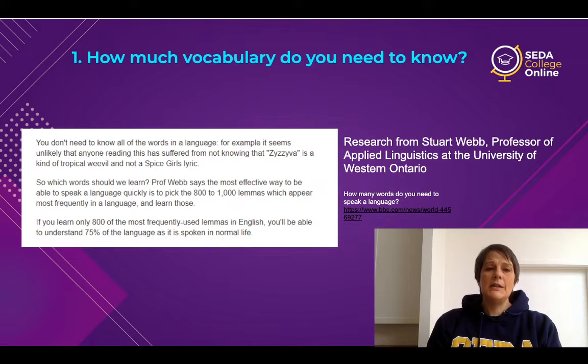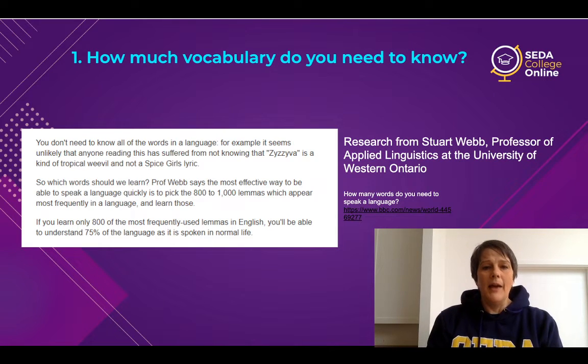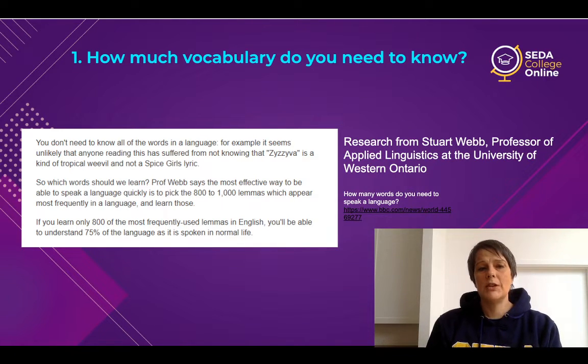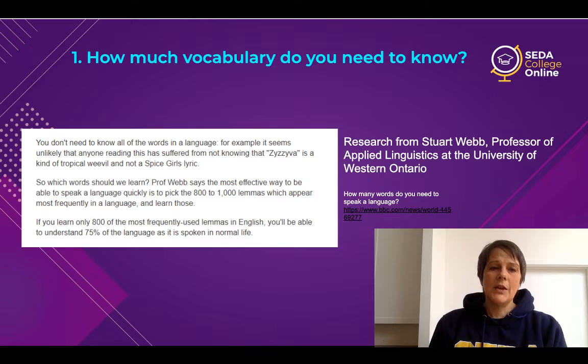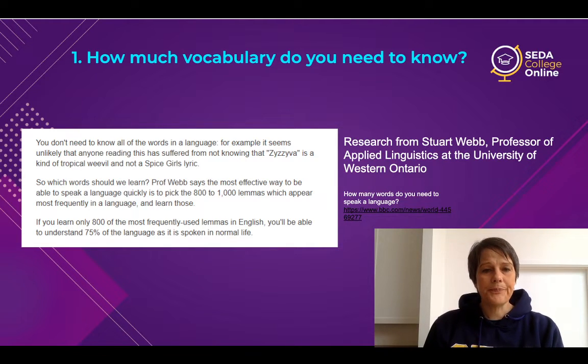You don't need to learn all the words in a language. For example, Zaiziva is a tropical weevil. If you don't live in the tropics, you don't actually need to learn the name of a tropical weevil. So it depends on your context as to what words you need.